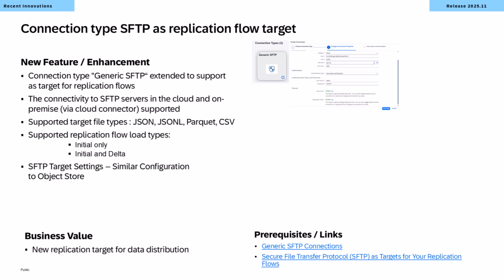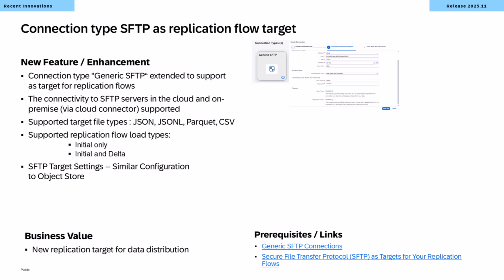Connection type SFTP as replication flow target. SAP Datasphere supports generic SFTP connection to access files on SFTP server. Initially, this connection was supported for data flows, where you could use the connection to bring in the source objects, integrate and transform the data. Now we have extended the support to the replication flows, where you can use this connection as target in replication flows to load the data.